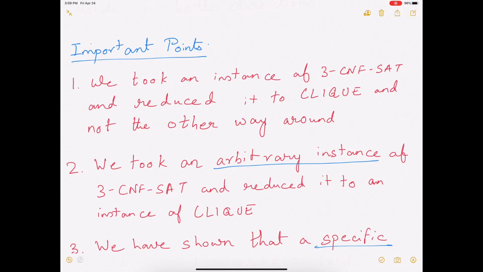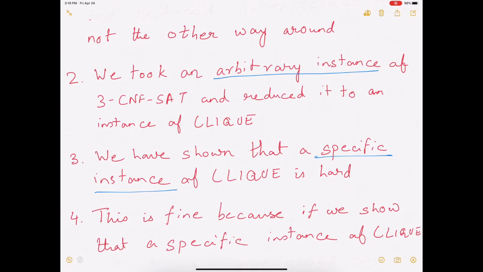Okay? The second, we took an arbitrary instance, as I just mentioned. Now, we cannot take a specific instance of 3-CNF SAT and reduce it to CLIQUE, because that specific instance may not be difficult to solve. So you have to take an arbitrary instance of 3-CNF SAT and reduce it to CLIQUE. Now, when we did this reduction, we did the mapping in a very specific way. So what we did was we showed that this arbitrary instance of 3-CNF SAT is mapped to a very specific instance of CLIQUE.